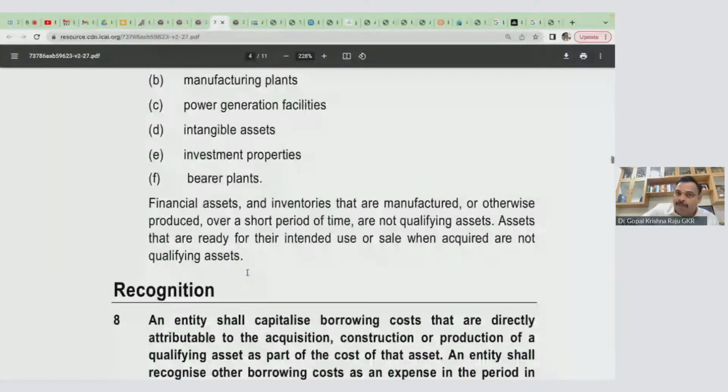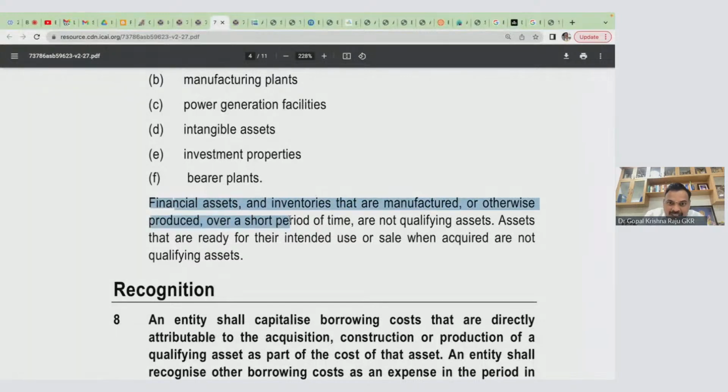So I will come to a certain interesting twist here. Financial assets and inventory that are manufactured or otherwise produced over a short period of time are not qualifying assets. Just now I gave an example of 6 months, 3 months. Now, what is a short period of time? Can I consider below 12 months a short period? Yes, you can. For example, I am a builder. I take 18 months, 24 months to construct the apartment. For me, that is inventory. Can I consider 24 months as short term? I can, because my working capital cycle is 18 months or 24 months.